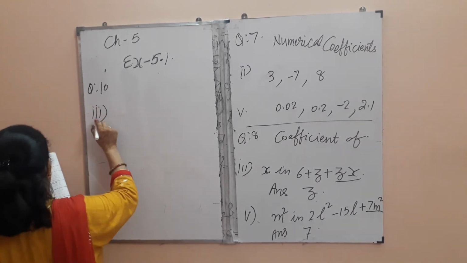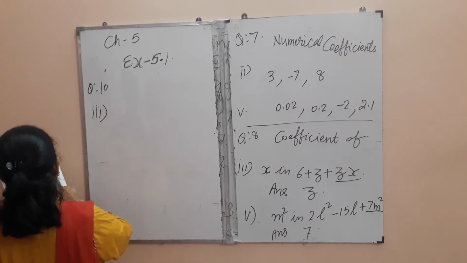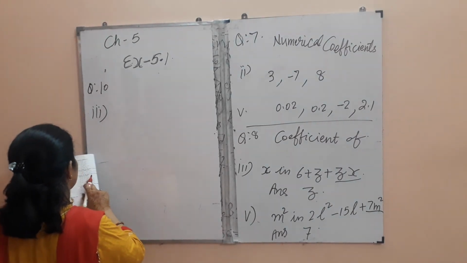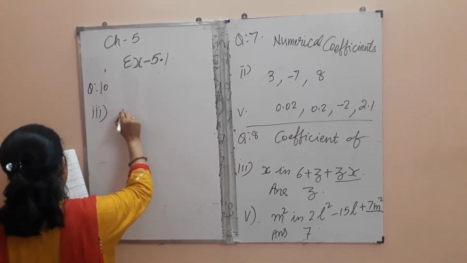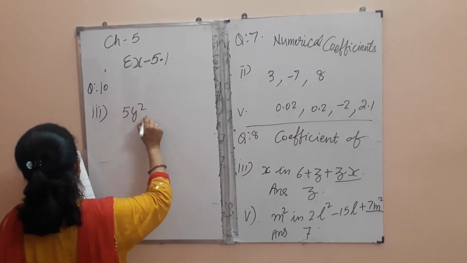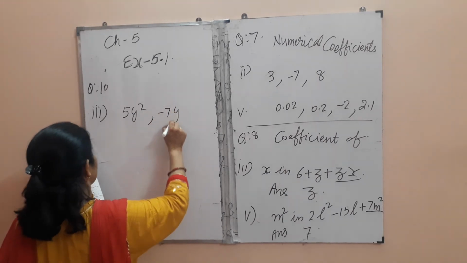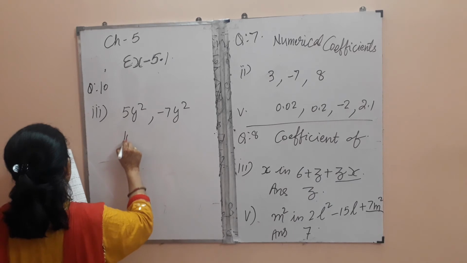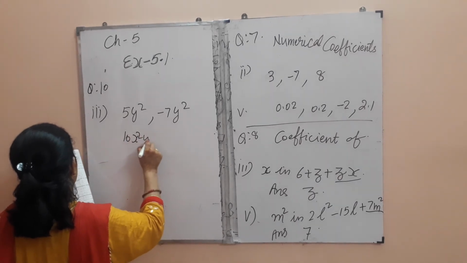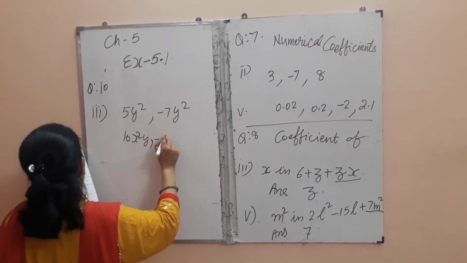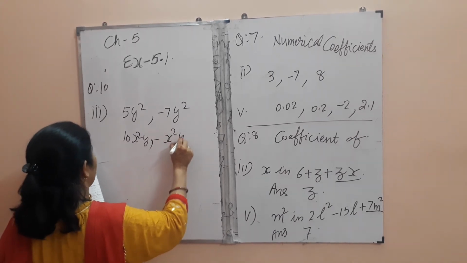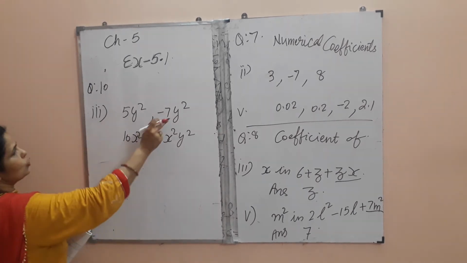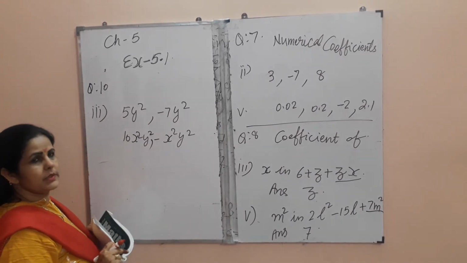Third part. Like terms are, first we will take x square. Is there any x square? No, no x square is there, so it cannot have any. So 5y square and minus 7y square are like terms. Then the next pair is 10x square y and minus x square y square. These are the two pairs of like terms.